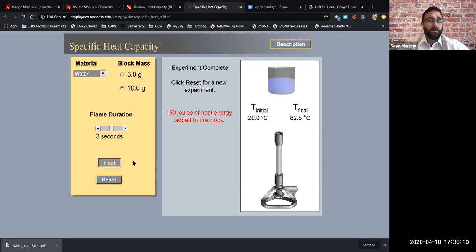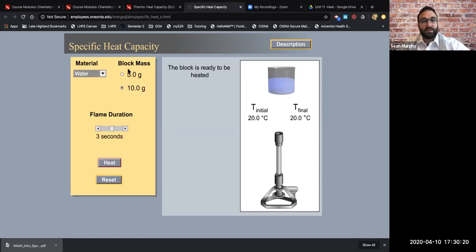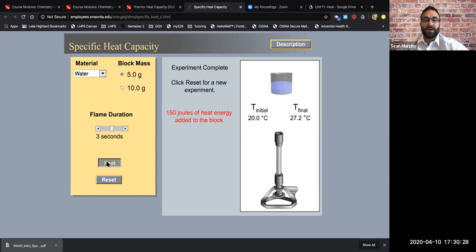If you remember, metals are great conductors of heat. That means they can absorb heat very fast and they can release heat very fast. So let's reset and let's do 5 grams of water. 3 seconds. Oh my gosh. We added the same amount of heat as the metal, and we only went up 7 degrees. Can you believe it?